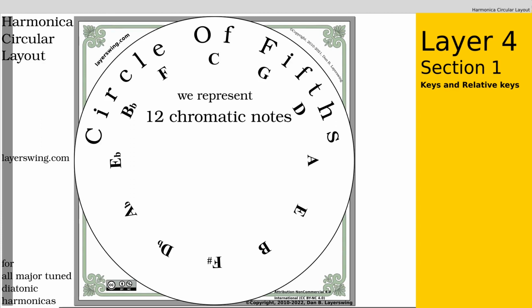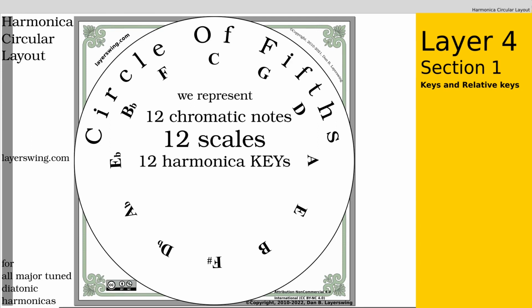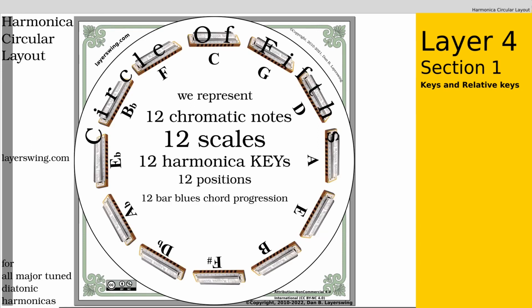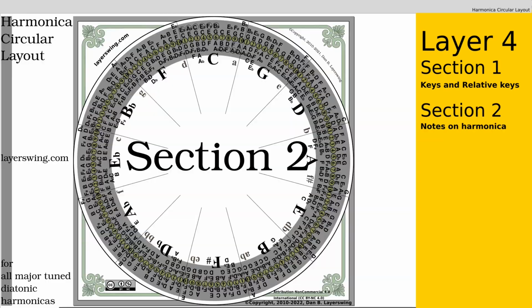With 12 chromatic notes, we can represent 12 notes, 12 scales, 12 harmonicas, 12 positions, 12-bar blues chord progression, 12 relative keys.